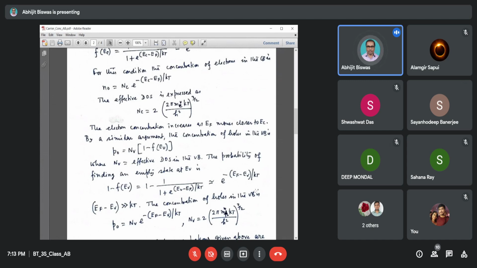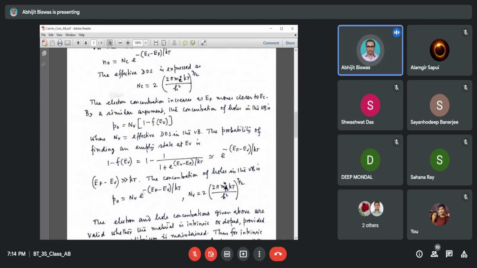Yes, sir. The Fermi distribution function gives you the probability of occupancy, that is, of the states which are occupied by electrons. So in order to find the vacant or empty states, you have to subtract it from the total probability. That means 1 minus f of EV. In this way you can find the hole concentration in the valence band.